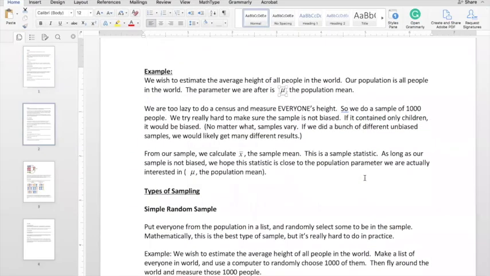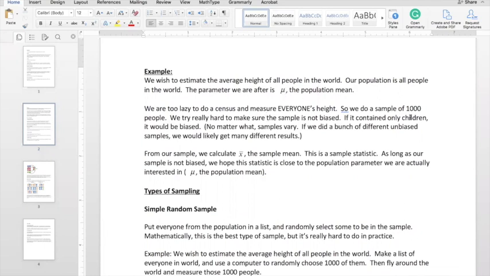Arabic letters, our letters, for sample statistics. So we want to calculate the population mean. We don't have that. Mu is the population mean.